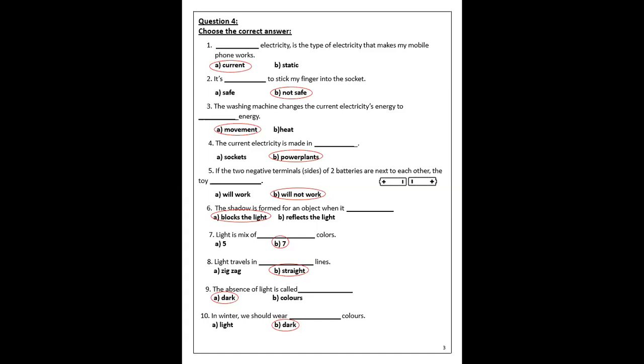But in summer we want to feel cool, so we are wearing light clothes or light colors. Why? So as to reflect the light away from us, so we feel cool. We don't want to feel warm anymore.